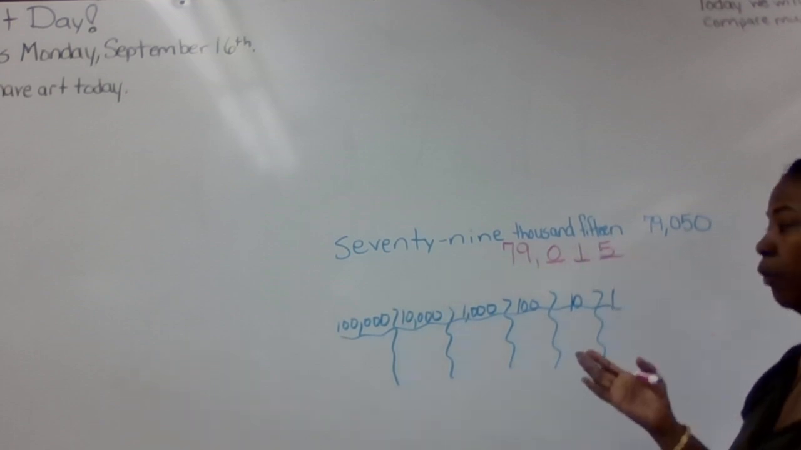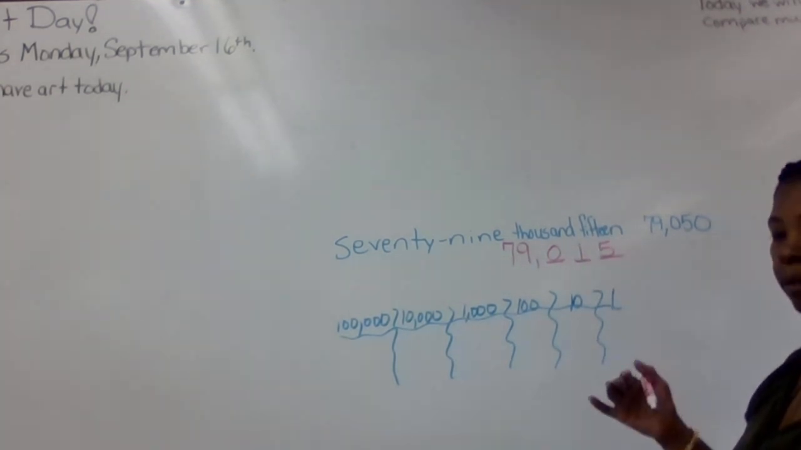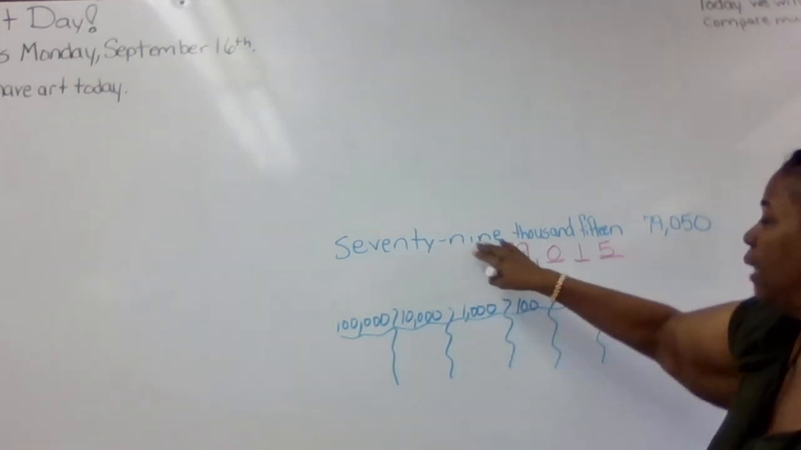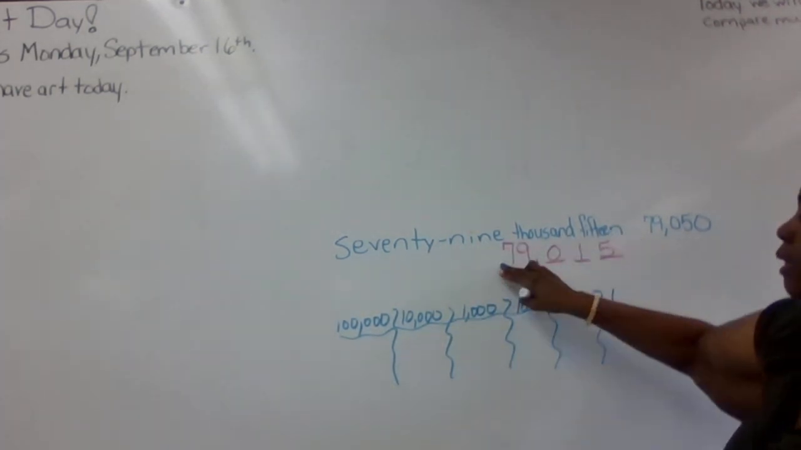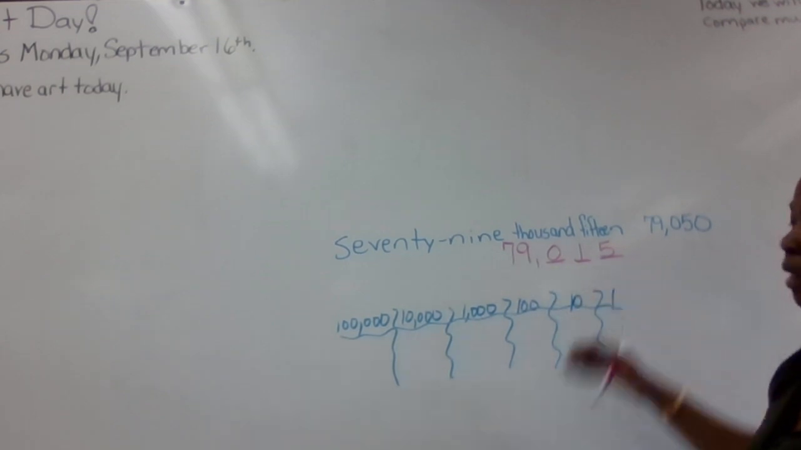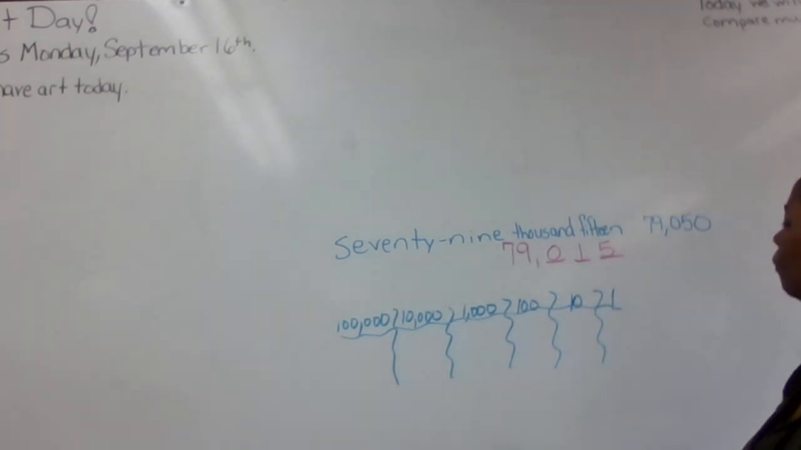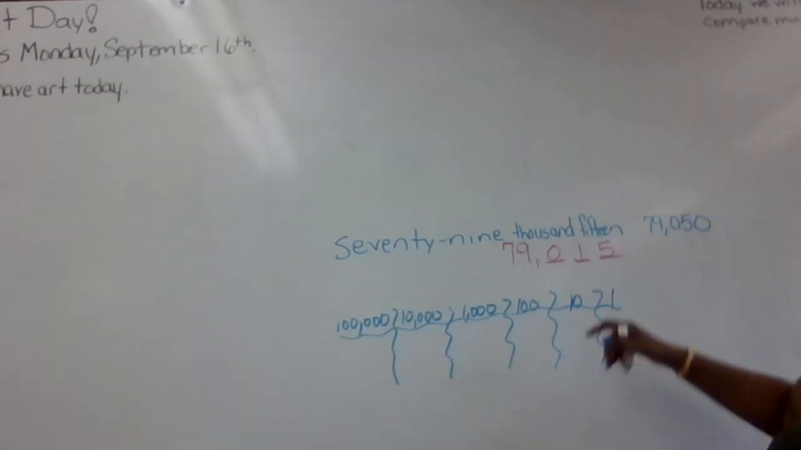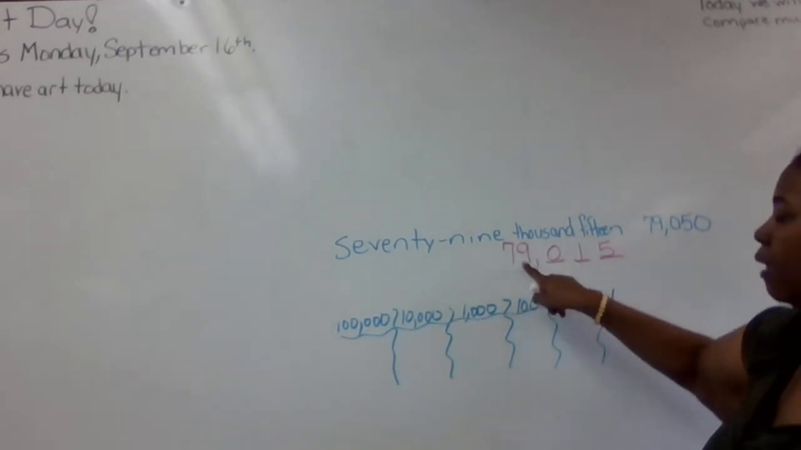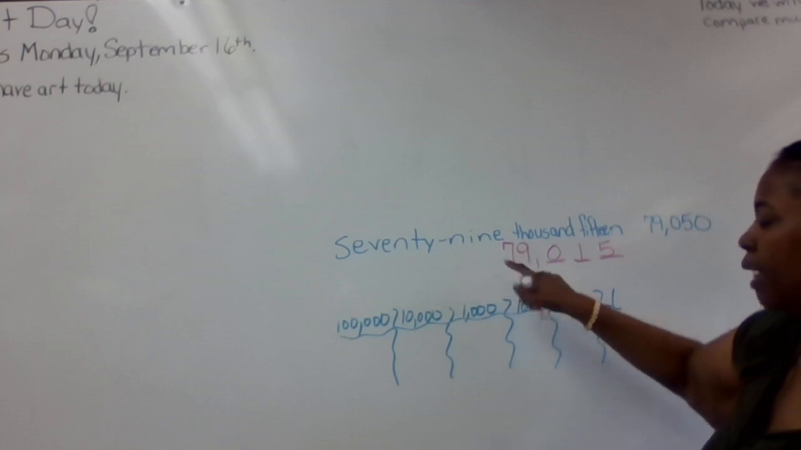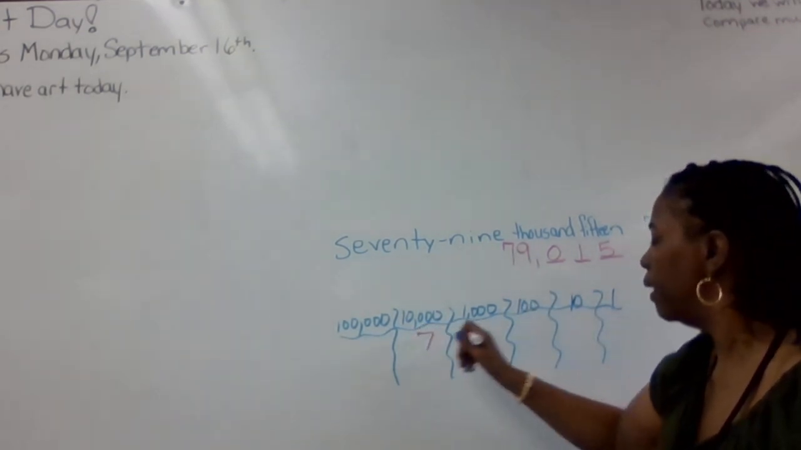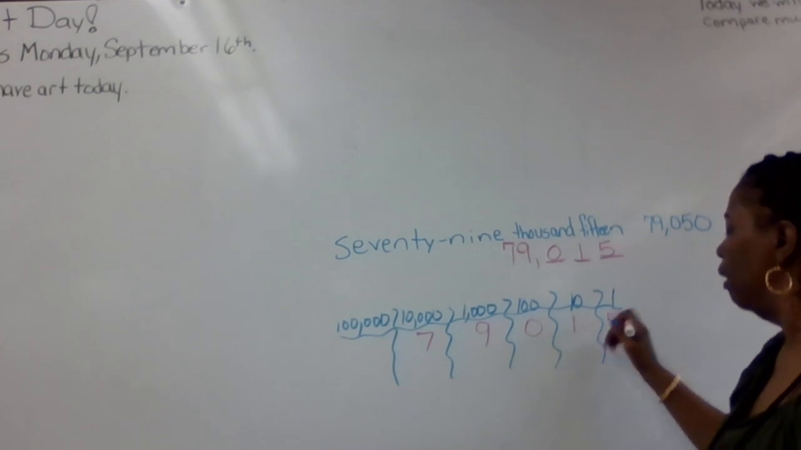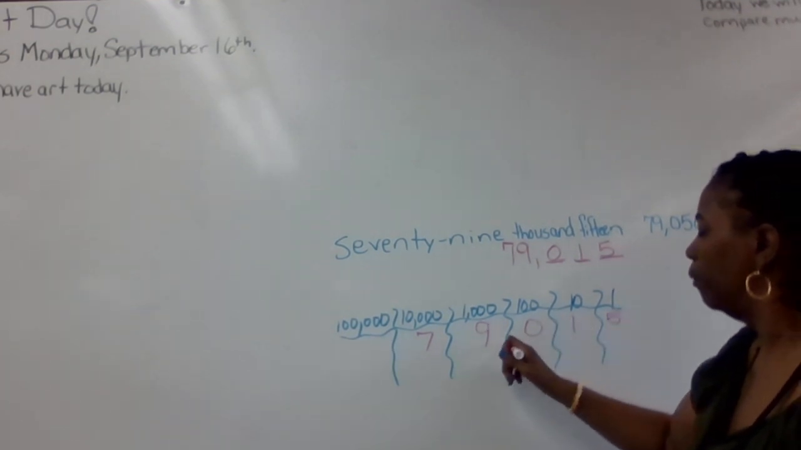Now let me read the word form. And then I'm going to read the numeral form or standard form to make sure it's the same. 79,015. 79,015. So that's correct. Now I'm ready to put it on my place value chart. Well, ones, tens, hundreds, 1,000s, 10,000s. So I know the 7 is in the 10,000s place, followed by the 9, the 0, the 1, and the 5.